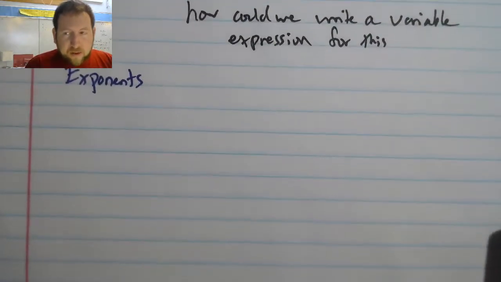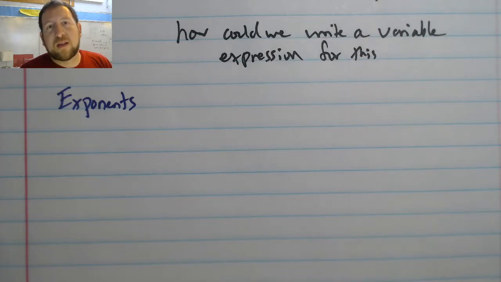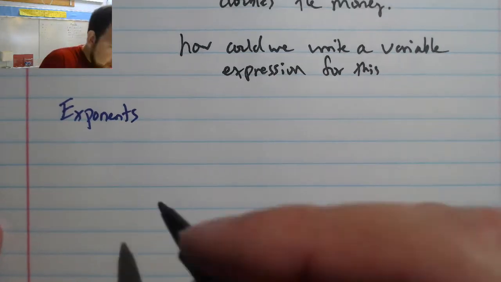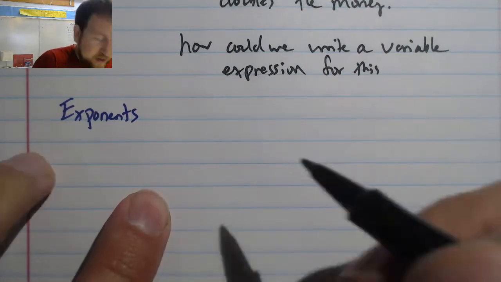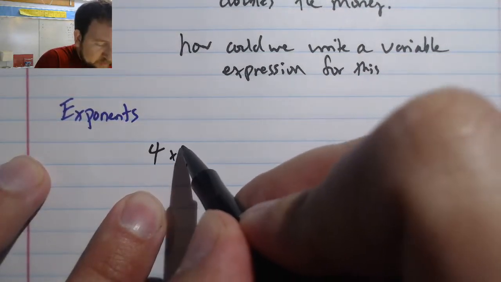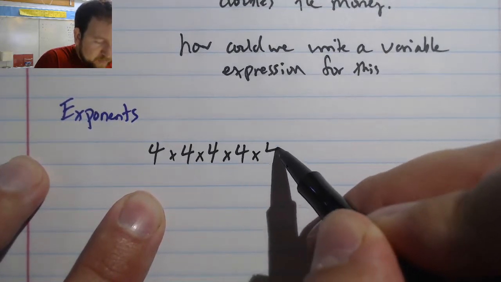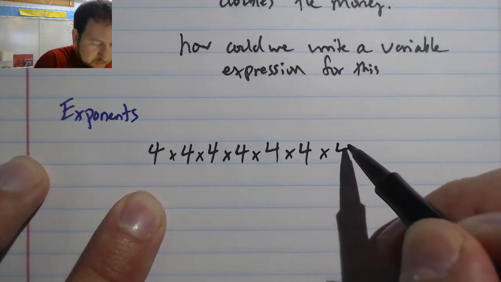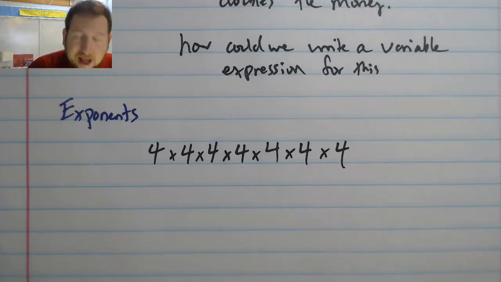So the thing with exponents is that they give us a shorthand to talk about something that's kind of interesting. So say, for example, that I wanted to multiply a number by itself a lot of times. For example, if I wanted to multiply 4 by itself 7 times, I could write 4 times 4 times 4 times 4 times 4 times 4 times 4. This is 4 times itself 7 times. This is a lot of writing.